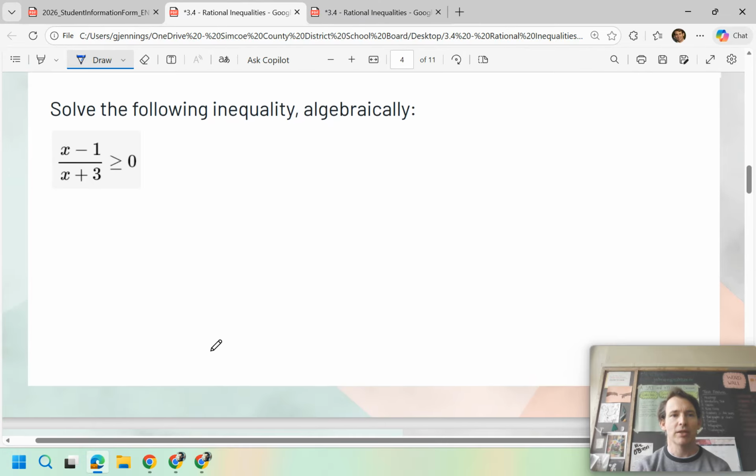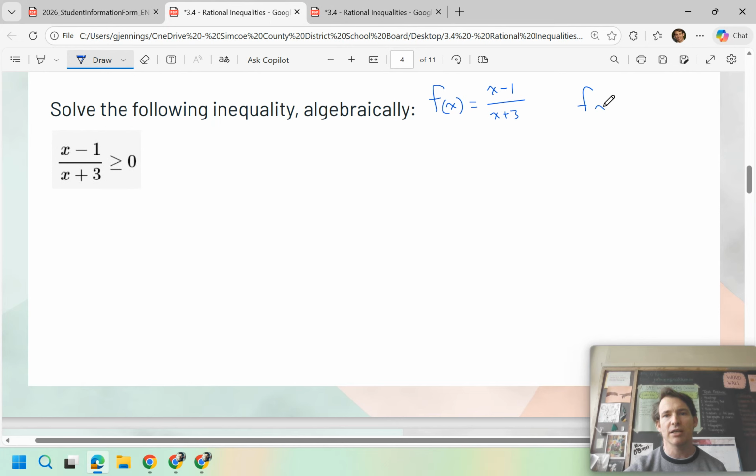Let's go. Our first example here, we have x minus 1 over x plus 3. This is what I'd encourage you to do. Suppose that we have this function, f of x is equal to x minus 1 over x plus 3, and then find the key points. We're going to use the key points for both the algebra and the sketch. Let's make both at the same time.